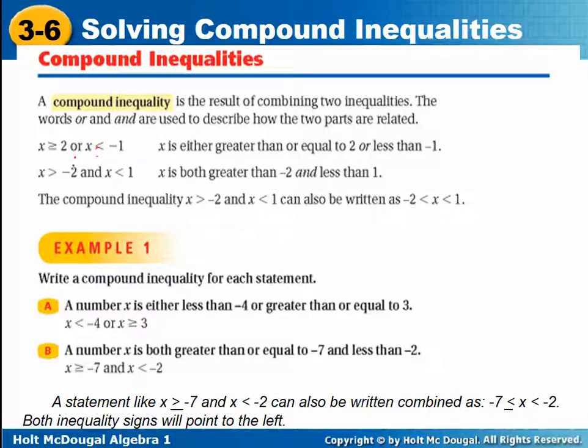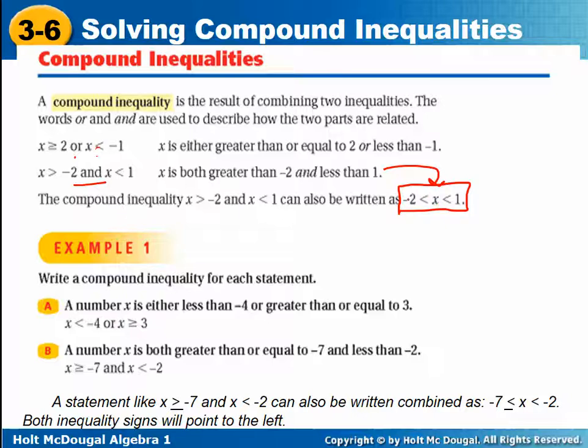That's a compound inequality. We can also put that together with the word and. So here we have x is greater than -2 and x is less than 1. So x is both greater than -2 and less than 1. And we often will put that into one statement like this, where the x is in the middle.